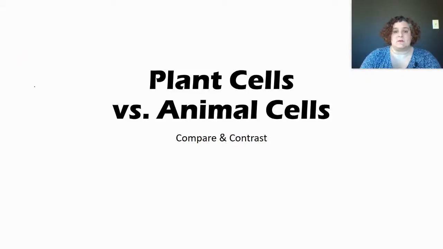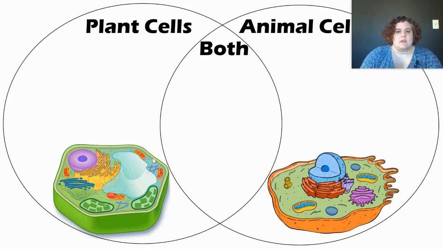Plant cells and animal cells. We're going to compare and contrast the two types of cells. So plant cells, you're going to always see them in a diagram as having these kind of corners. That's because plant cells have cell walls. The animal cell does not have a cell wall.